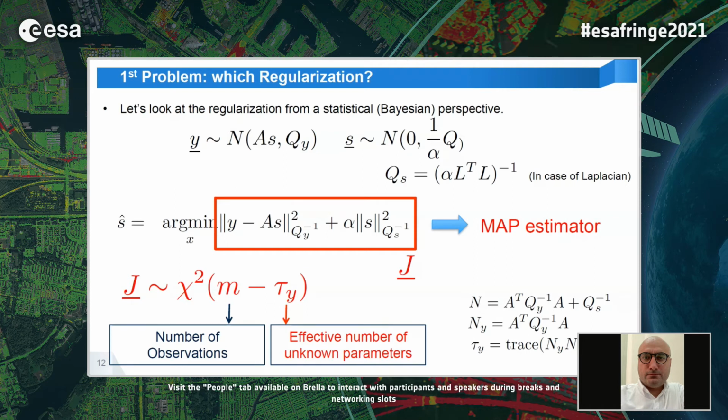The objective function that we want to minimize here, in the red box, can be proved to have a chi-square distribution with degrees of freedom equal to m minus tau. M is the number of observations, the number of InSAR data or reduced InSAR data that we have. But tau is important. It is the effective number of unknown parameters. It's not equal to the number of patches. If we don't do regularization, this is the number of patches or number of slips that we estimate.